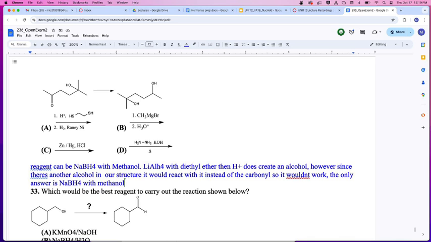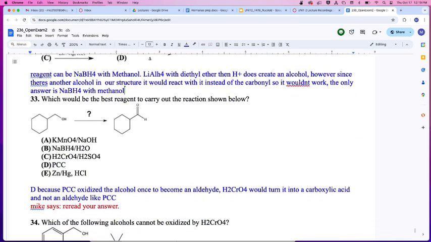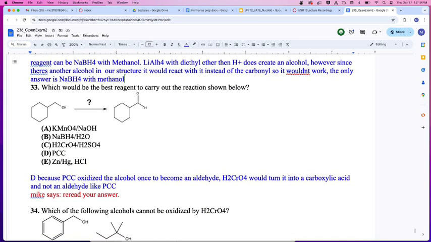Next. Is what I put for 33 right? Because you said just reread my answer, and I think it was because I used the words ketone and then aldehyde instead of just saying aldehyde. I changed it back to just be aldehyde.